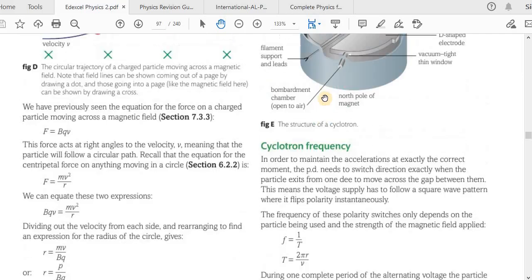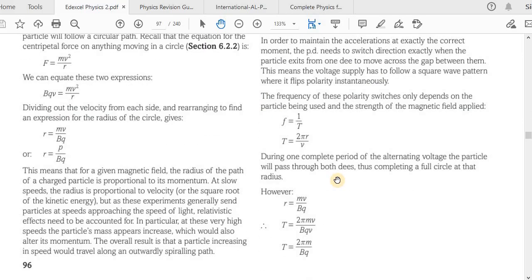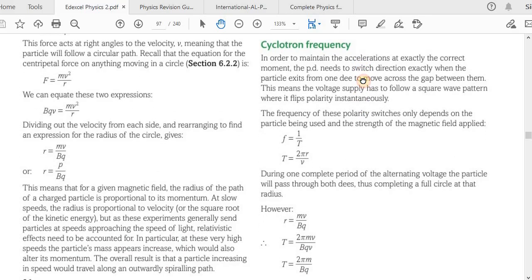Cyclotron frequency. So this is the structure of the cyclotron. Now I think you know how it works, how it accelerates the charged particle, in this case a proton. In order to maintain the acceleration at exactly the correct moment, the PD needs to switch direction exactly when the particle exits one D to move across the gap between them. This means the voltage supply has to follow a square wave pattern where it flips polarity instantaneously.